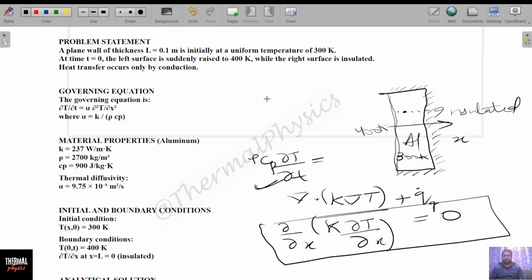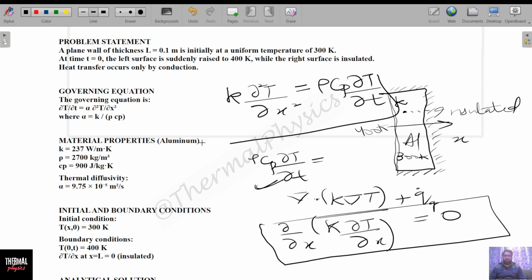Now also, for simplicity, we'll consider constant thermophysical properties. So K here is constant, so we are left with K dou 2T divided by dou x2 is equal to rho Cp dou T divided by dou t. This is the governing equation for this particular kind of problem here.